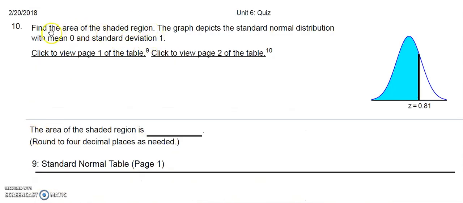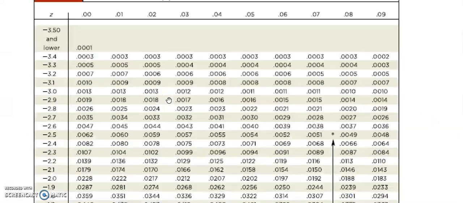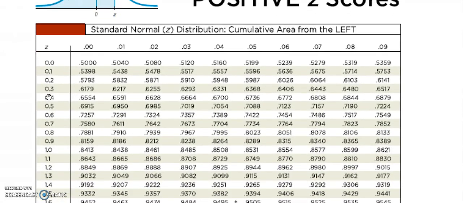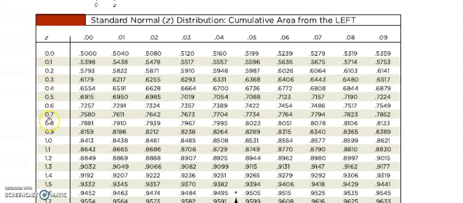And here we need to find the area of the shaded region. So this is the area. It's very simple. You see the z-score here, 0.81. So we're going to find the z-score on the table and see the corresponding probability value. So 0.81, going to the positive side, here it is. Go down to 0.8 and 0.01 here. So 0.81 is right here, which is 0.7910.